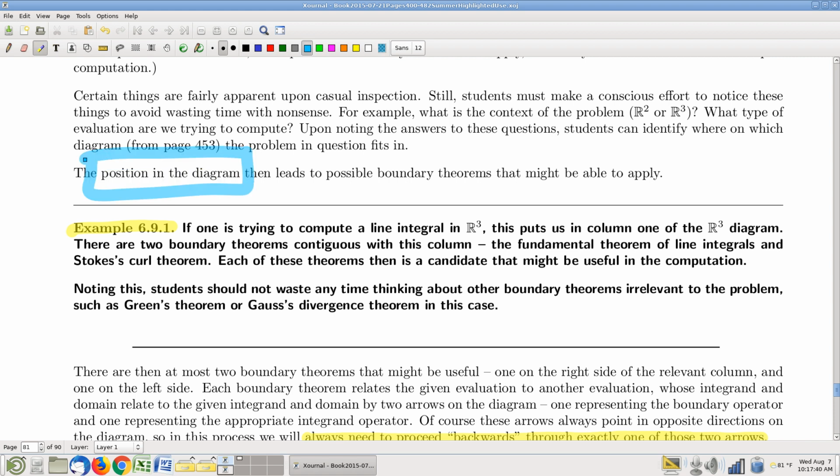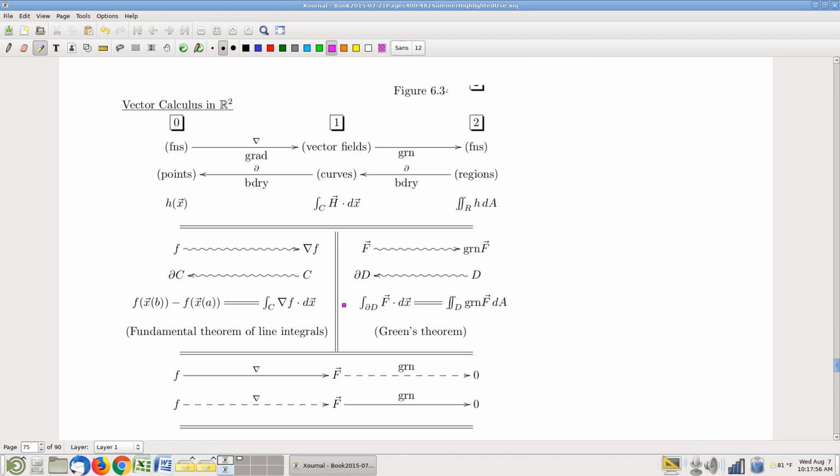Step 1, figure out where you are in the diagram. So, for example, suppose you're trying to compute a line integral in R3. Okay, hit the pause button right there. Line integral in R3. Come over to our diagrams. Don't look in R2. The question's asking about a line integral in R3, so forget about Green's theorem. Forget about the two-dimensional fundamental theorem. Right? We're not in R2. We're in R3, so we're going to ignore all of that.